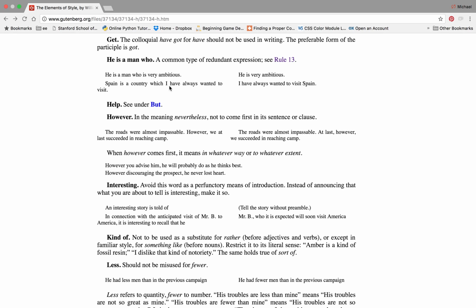All right, so get. The colloquial "have got" for "have" should not be used in writing. "We have got to go." Yeah, that makes sense in academic writing, for sure. "They have got to solve this problem," or rather, "they have to solve this problem." Yeah, that totally makes sense. You're not going to use that phrase. That's more of a dialogue phrase, not really an academic writing phrase. The preferable form of the word is "got."